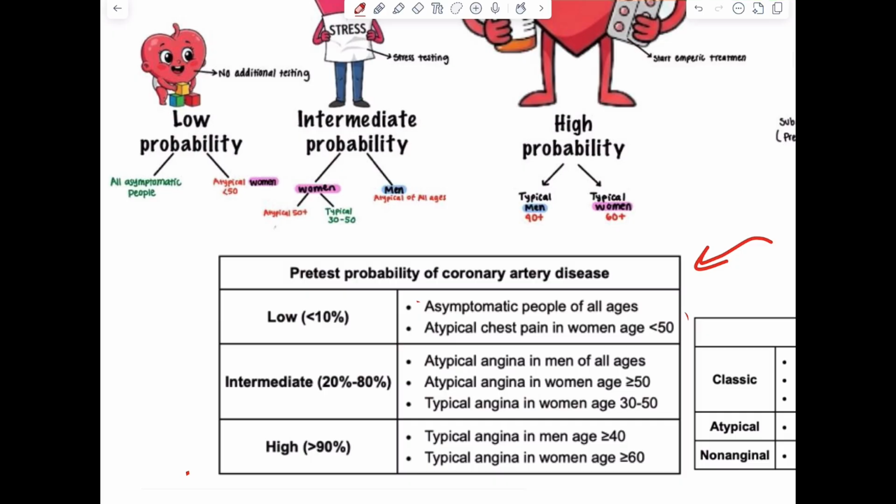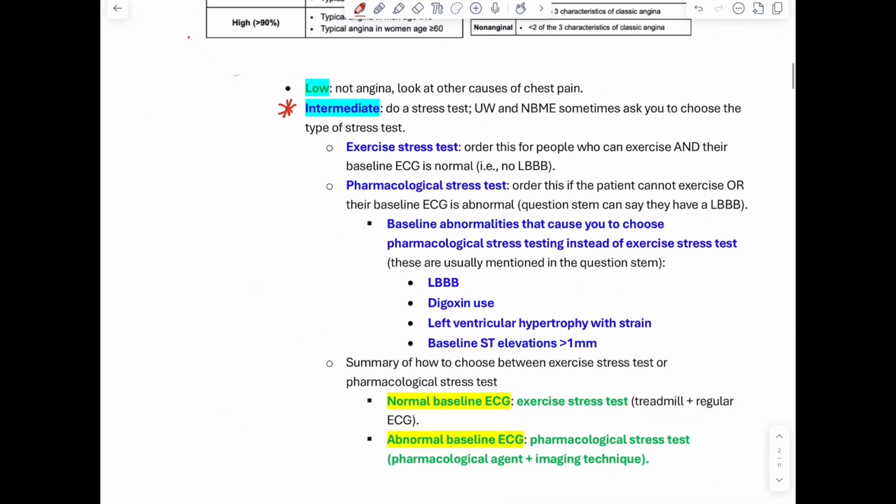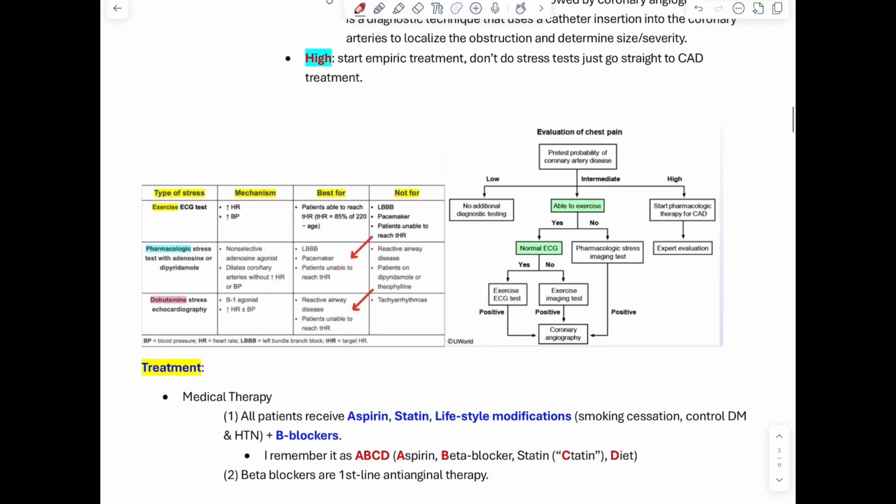This is your patient, okay? And you need to do a stress test, and the question is asking you to choose the type of stress test. At first when you look at it, it's going to look a little annoying, but it gets better when you see the table. So you have, let's see if I can find the table right here.